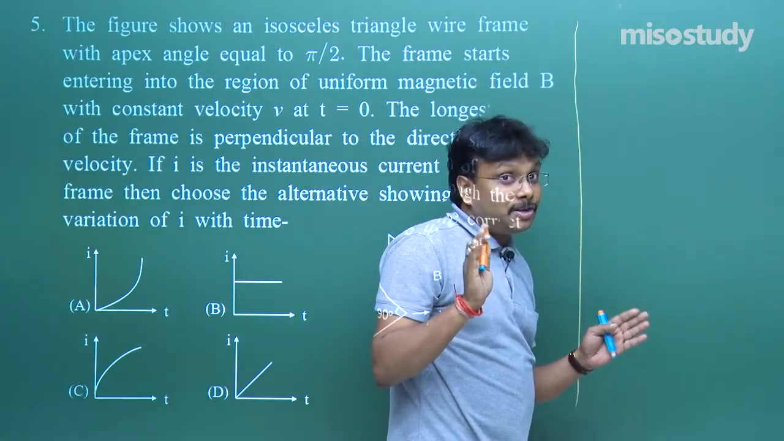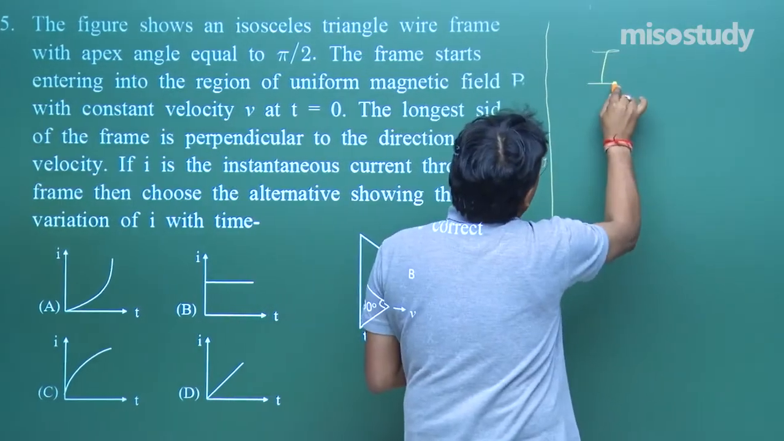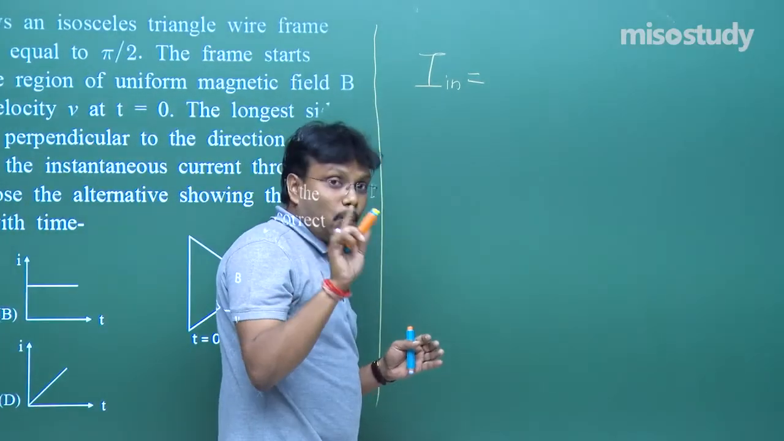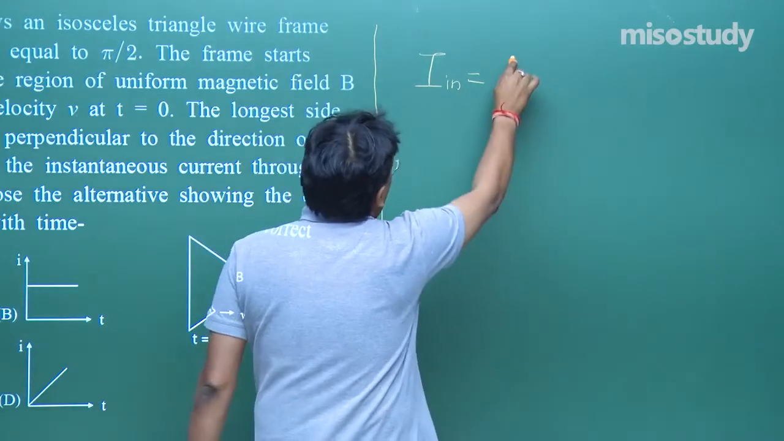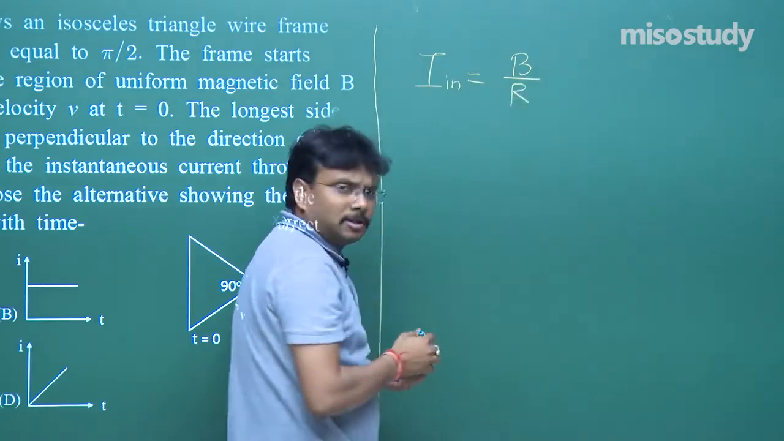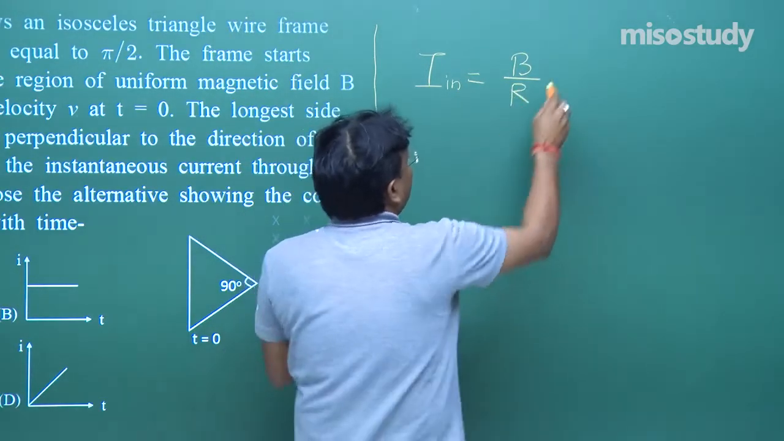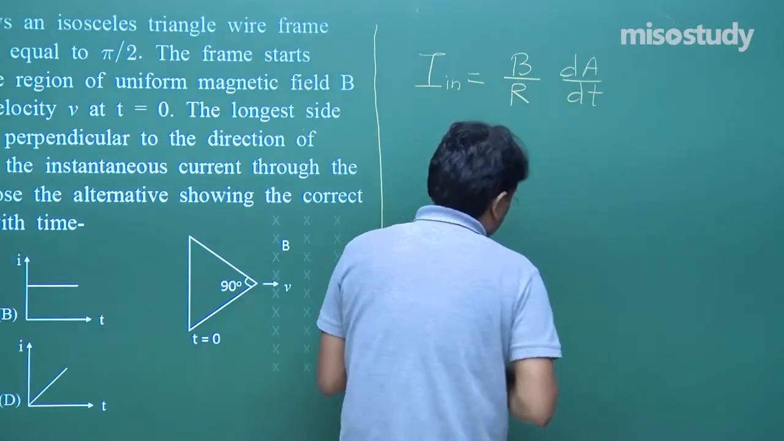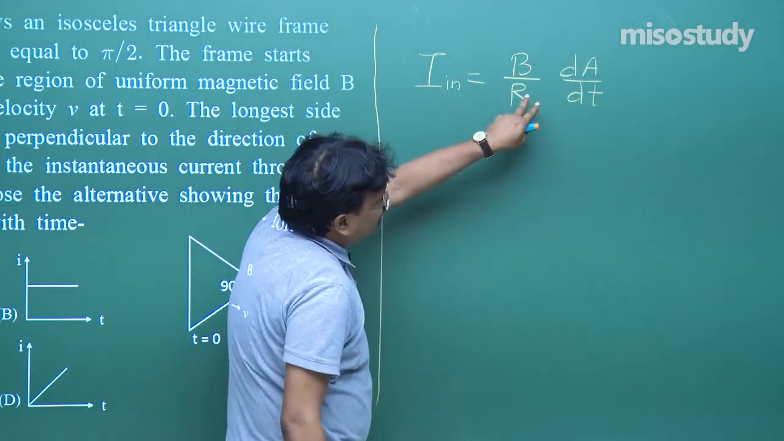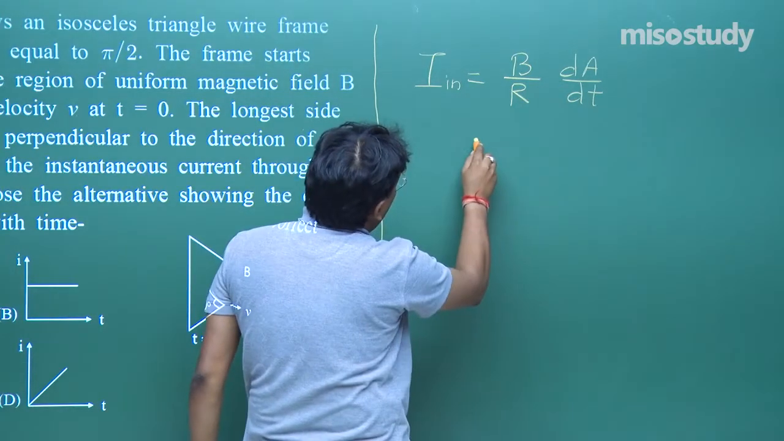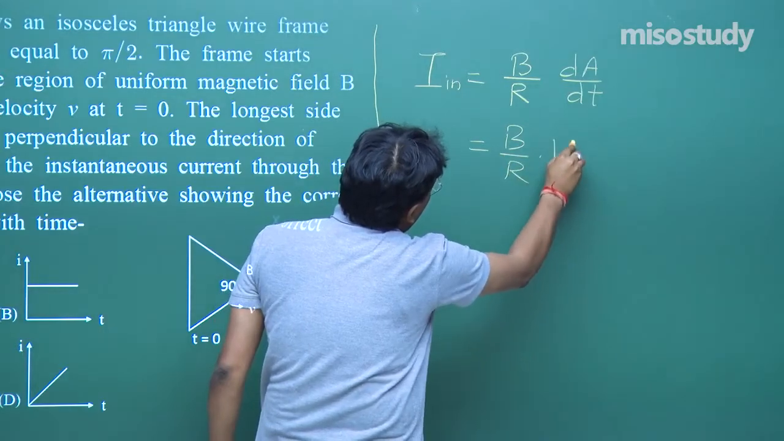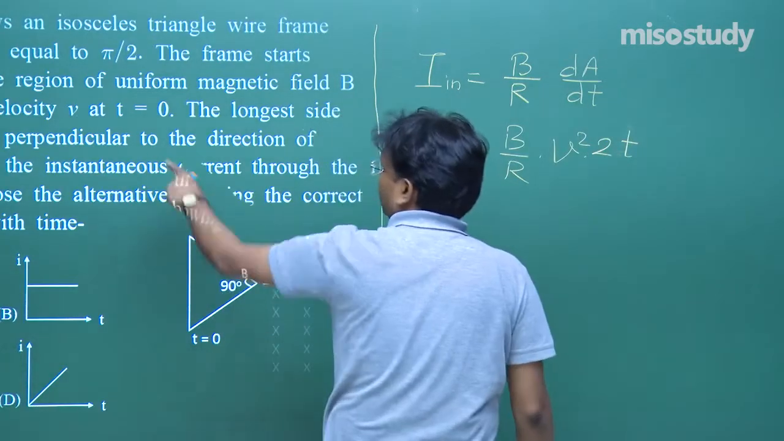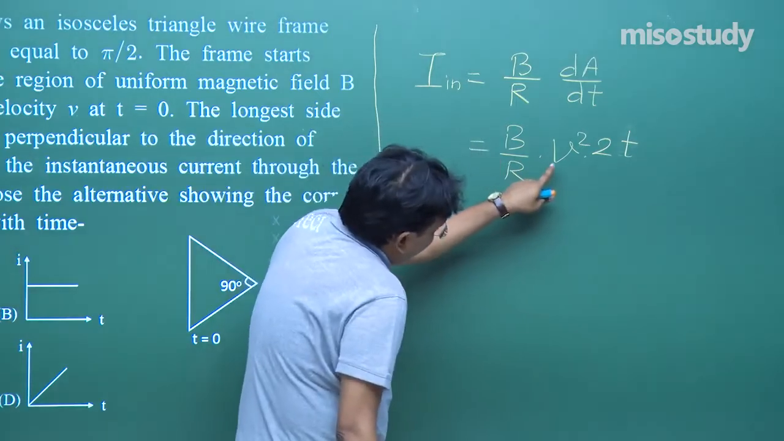I am going to write down a formula which is a repetition of the previous formula. I induced, what was the previous formula? This is a good habit, to practice writing again and again. That is B upon R dA by dt. Area is changing because of the entering of this triangular shape. Now, what exactly is essentially required? That is B upon R into v square into 2t, as from this relation. So B upon R v square into 2t.